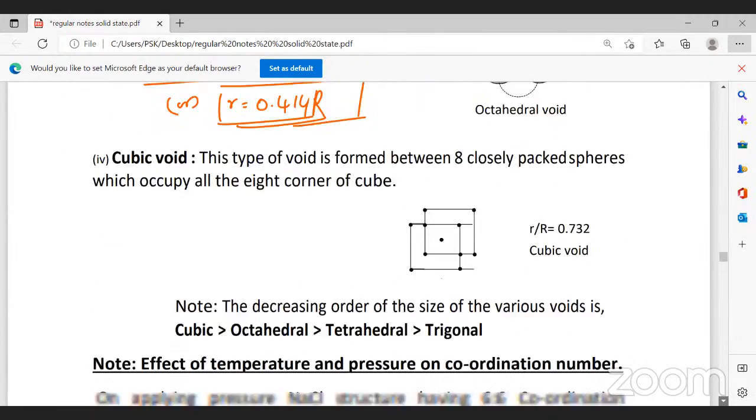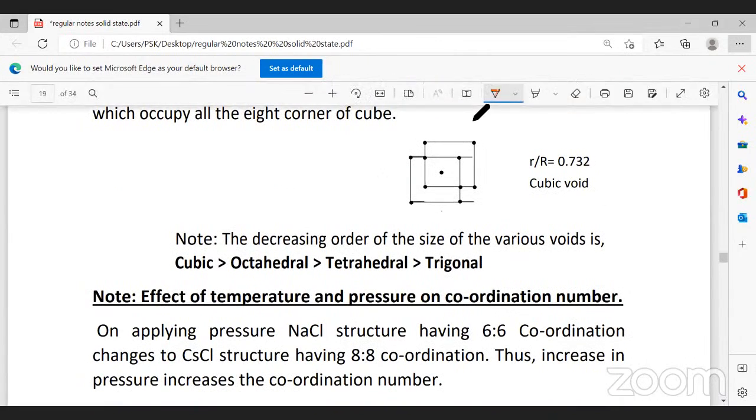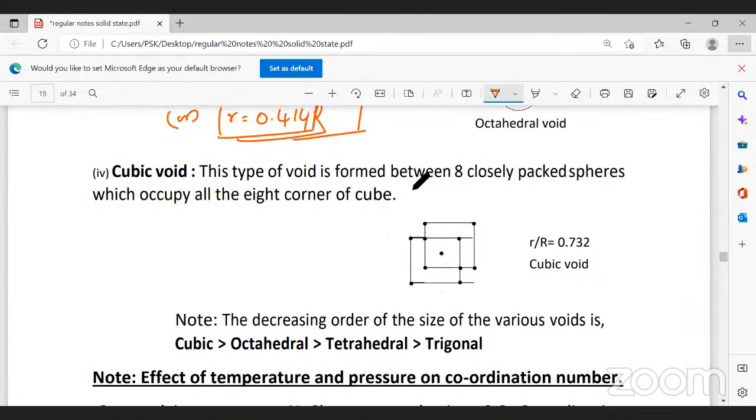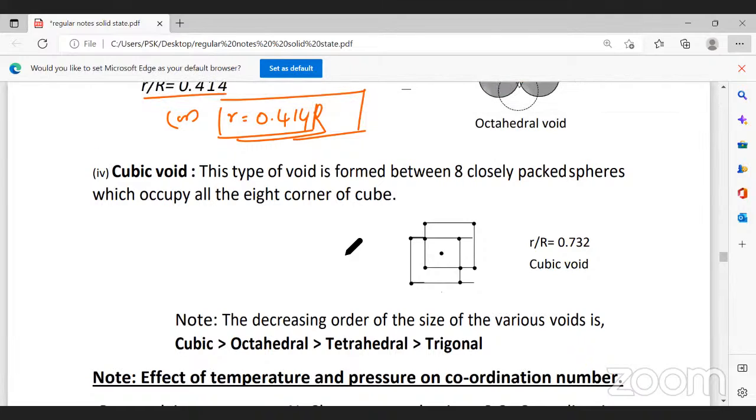Now coming to cubic void. What is this cubic void? A cubic void is formed between eight closely packed spheres, which occupy all the 8 corners. If you understand that in the room where you are sitting, you have 8 corners. If there is nothing in the room, then the space present in the room will be called what? The cubic void. 8 corners, 8 particles, and the complete space will be called a cubic void. And the relation is r by R is equal to 0.732, or we can write this as small r is equal to 0.732 capital R.